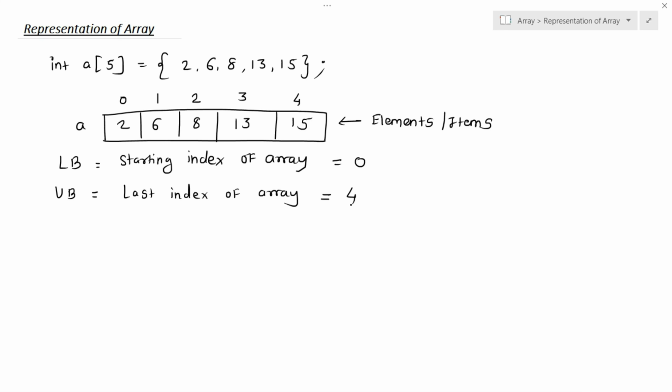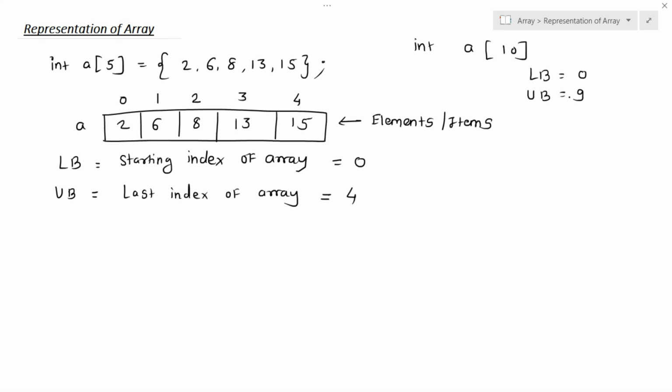For example, if we have 10 elements in an array, all of type integer, then the lower bound is equal to 0, because the array index always starts with 0, and the upper bound is equal to 9, meaning the last index of the array is 9. So in this way we can calculate the lower bound and upper bound of the array.